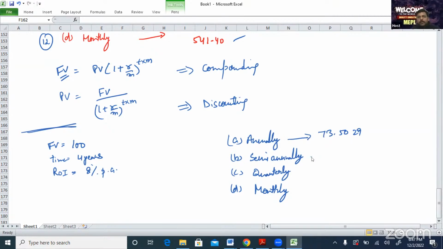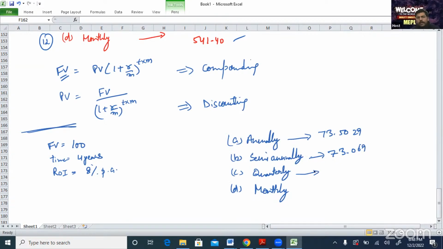Now I do it for semi-annually. My time period will become 8 and my ROI will become 4%. So I again first clear the TVM: second and press future value, it will clear the TVM. My N will be 4 years into 2, so 8 will be my N. 8% is the return and 2 compounding, so 4% is my I/Y. PV we have to solve. 100 is my future value. PMT 0. Compute for present value, that is coming 73.069.